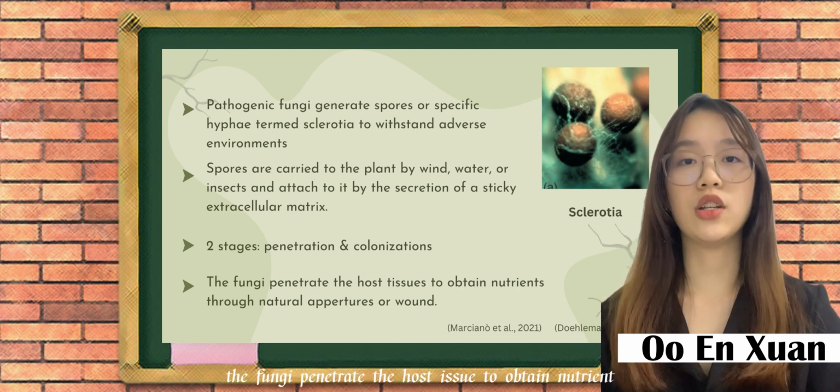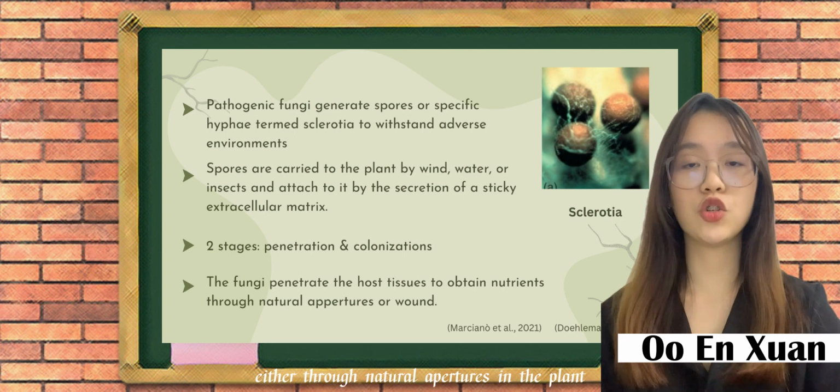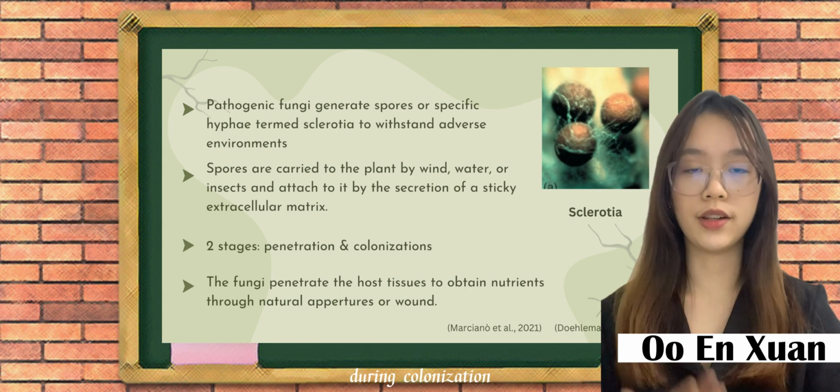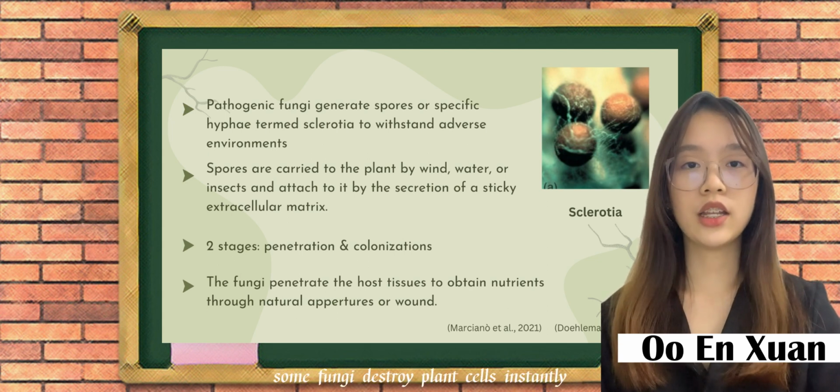The fungi penetrate the host tissue to obtain nutrients either through natural apertures in the plant or through wounds on the plant's surface caused by insect damage. Hyphae are then generated after the penetration process and grow in the tissue during colonization. Some fungi destroy plant cells instantly to feed on their resources, while others draw up nutrients from living cells via a specific structure generated by the hyphae.